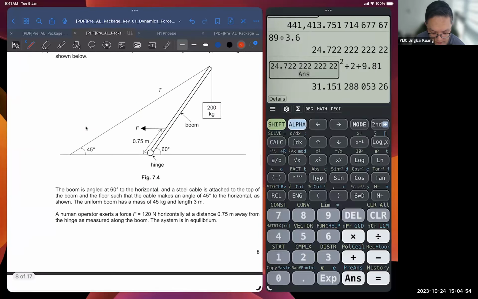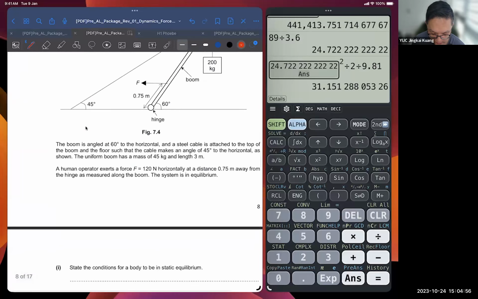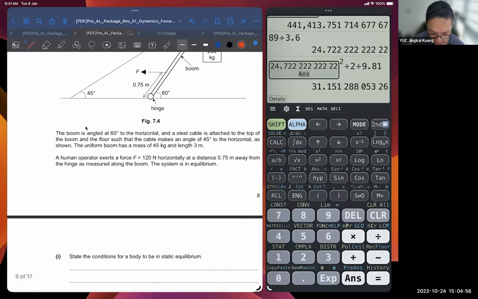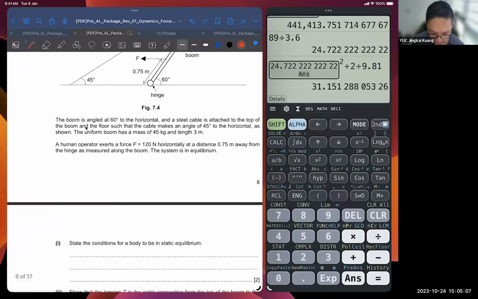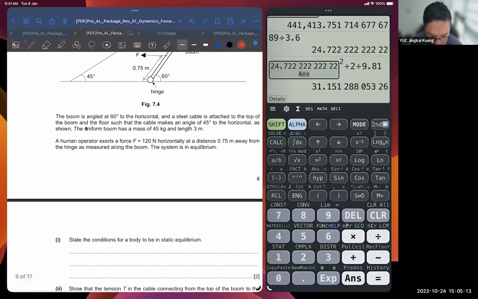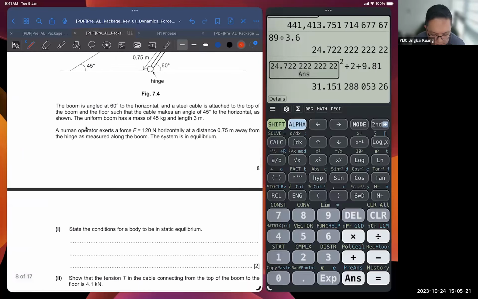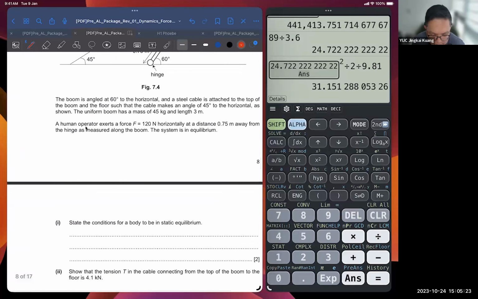D, this is a paper 3 question, I think. This is the long question. Honestly, I'm quite stuck with this one.